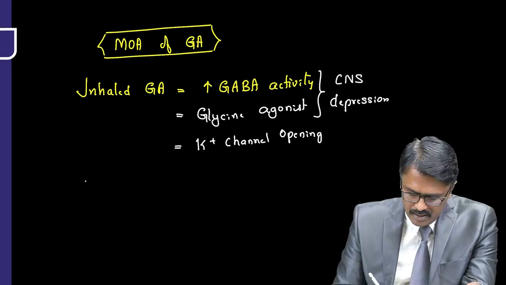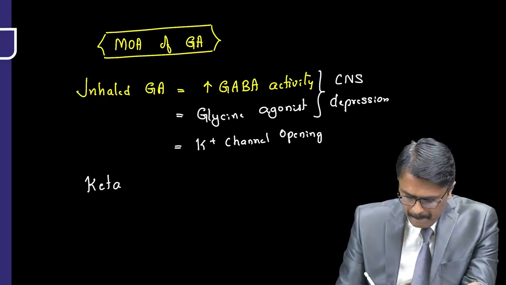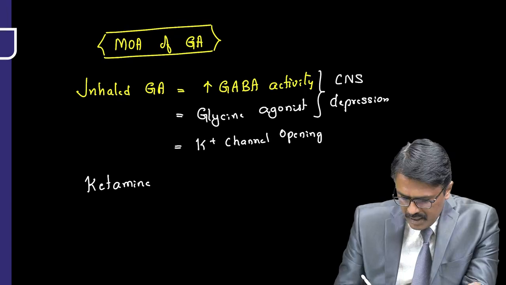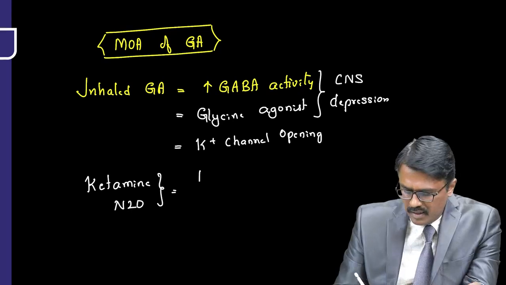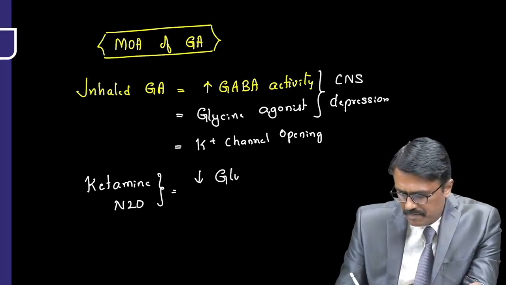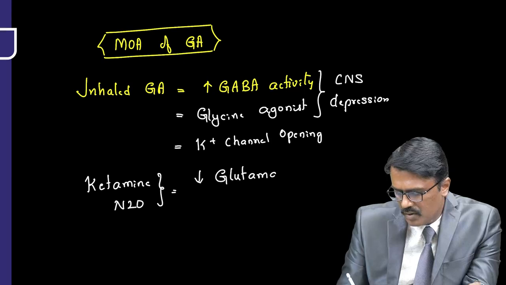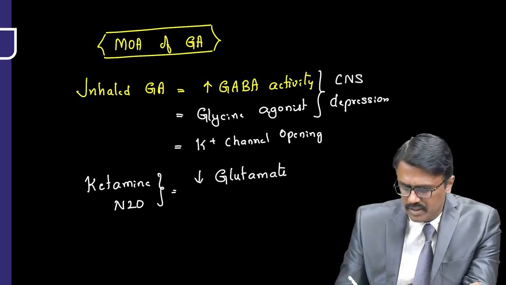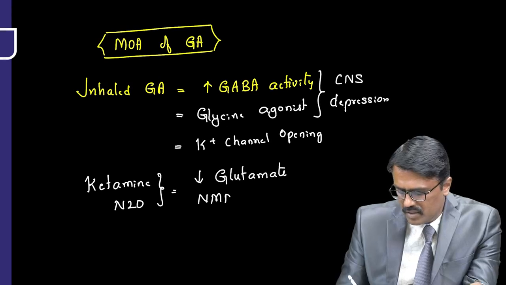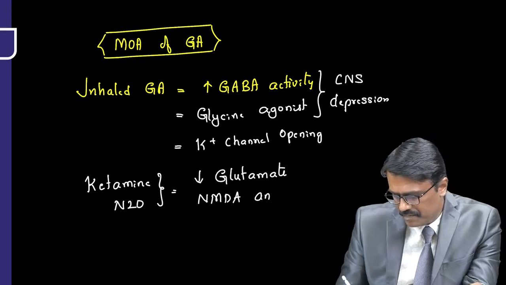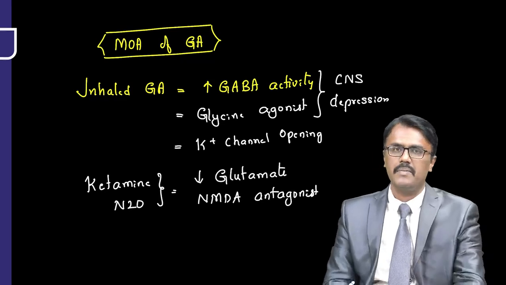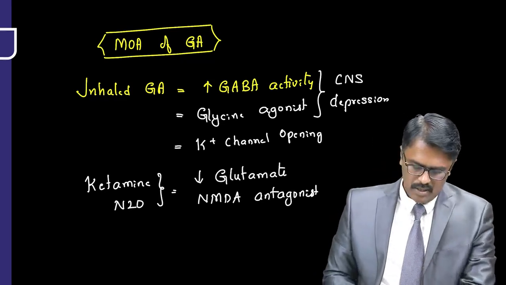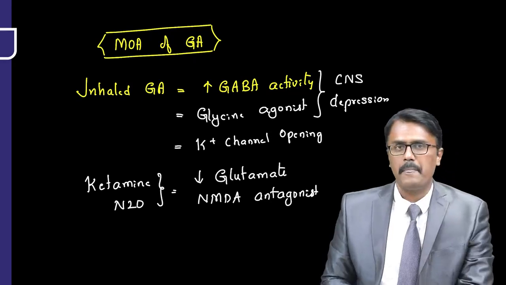Now other drugs like ketamine and nitrous oxide have an additional mechanism of action. What is that? They decrease the activity of glutamate. You know that glutamate is excitatory and one of its receptors is NMDA. So these are NMDA antagonists. Ketamine and N2O, nitrous oxide, have this special property. Now we are in a position to understand the mechanism.